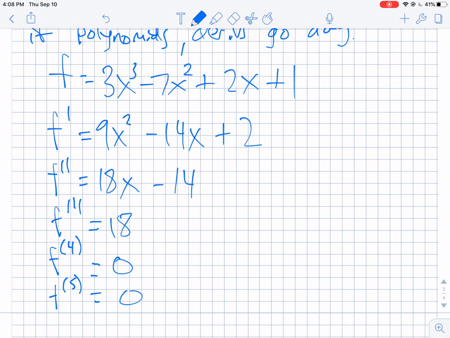Okay, so that's what it's like to take a second, third, fourth, and so on derivative. These are our high-order derivatives, and I hope this is something you enjoy. We'll see these throughout the year.